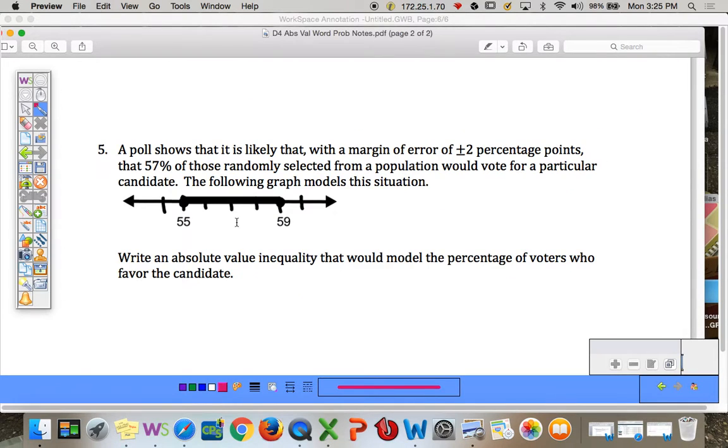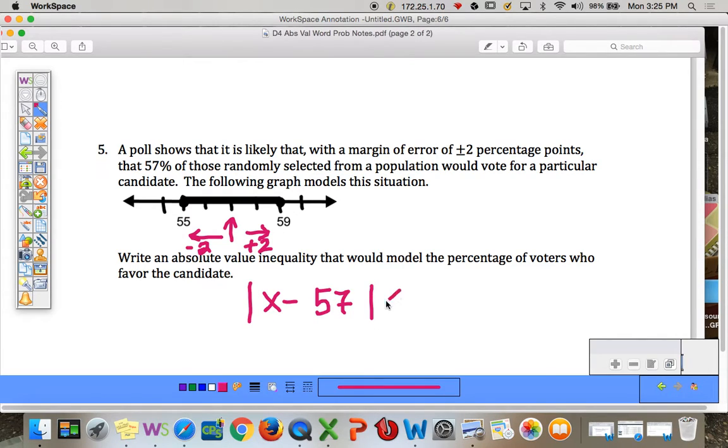All right, so we've got to figure out what the middle is right here, because it goes up 2% and it goes down 2%. So let's just add 2 to this: 55, 56, 57. So 57 is the middle. And it can vary 2 percentage points, so this can be less than or equal to 2 percentage points. And then when you solve this, you'll get 55 and 59. So your assignment will be to practice these word problems, setting them up, and we'll have some review on there as well.